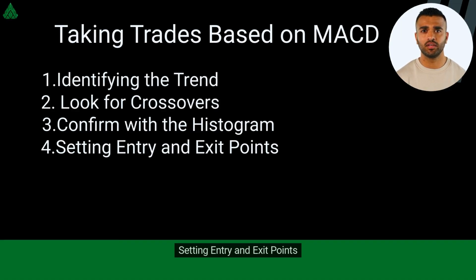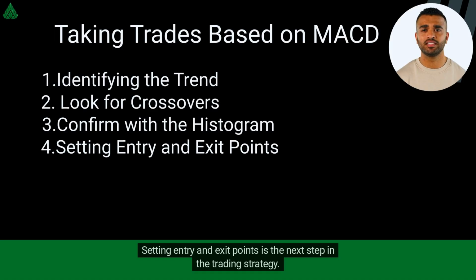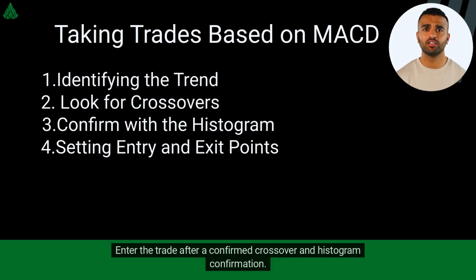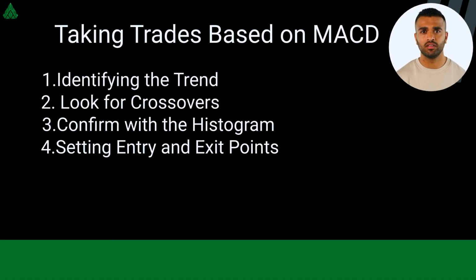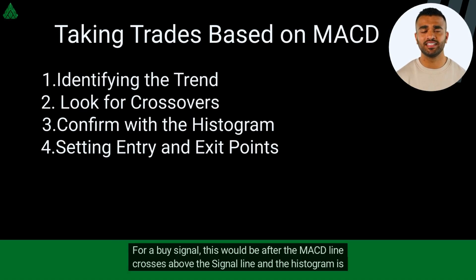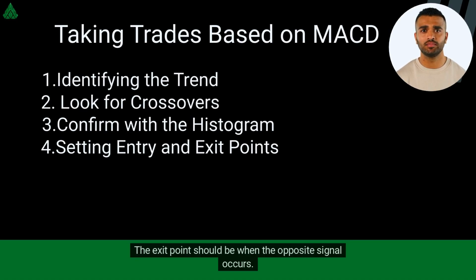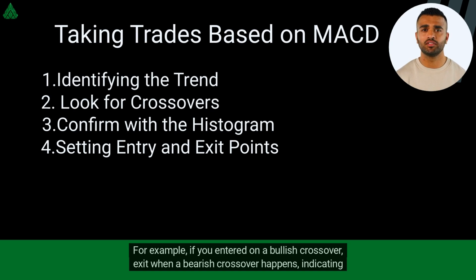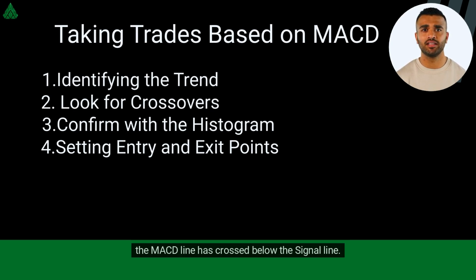Setting entry and exit points. Setting entry and exit points is the next step in the trading strategy. Enter the trade after a confirmed crossover and histogram confirmation. For a buy signal, this would be after the MACD line crosses above the signal line and the histogram is positive. The exit point should be when the opposite signal occurs. For example, if you entered on a bullish crossover, exit when a bearish crossover happens, indicating the MACD line has crossed below the signal line.